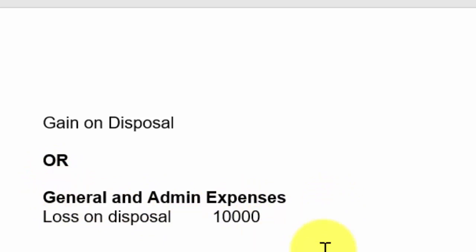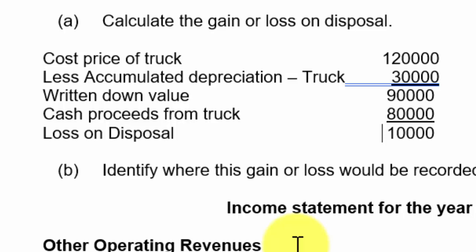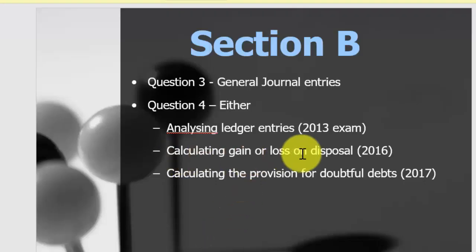There is a slight technicality. If it was a delivery van which has been used as part of your selling and distribution expenses, then the loss would also be recognized as a selling and distribution expense rather than general admin expense like I've shown here. But you must be aware of that little technicality. So that is this type of question.